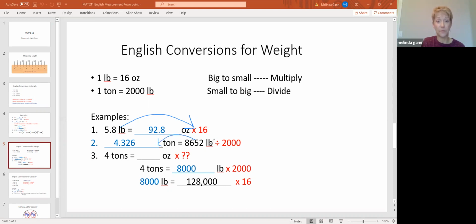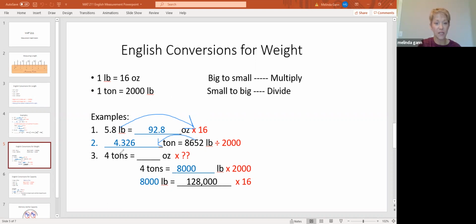So this time I'm going pounds to tons. Okay, so pounds to tons is small to big, so I'm going to divide, and I've got to know that there are 2,000 pounds in a ton. So again, when you take 8,652 and divide by 2,000, you get this exact decimal. So if the decimal is exact, you can use it. If it's not, then you would have to do it by hand and give me an improper fraction or a mixed number.